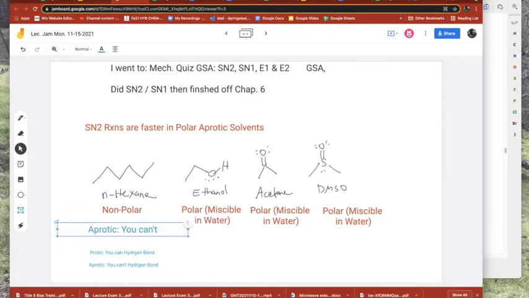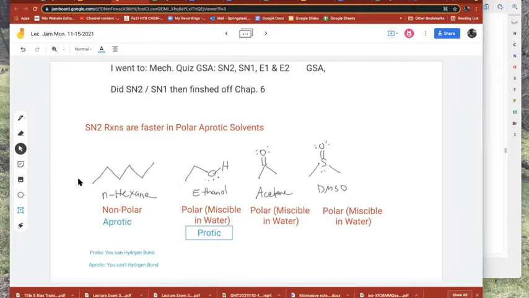Hexane is aprotic. It cannot hydrogen bond. So hexane's nonpolar aprotic. What about ethanol? Is that aprotic or protic? Protic. It can hydrogen bond. It has the hydrogen there.